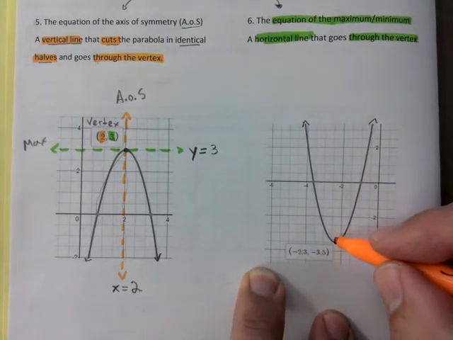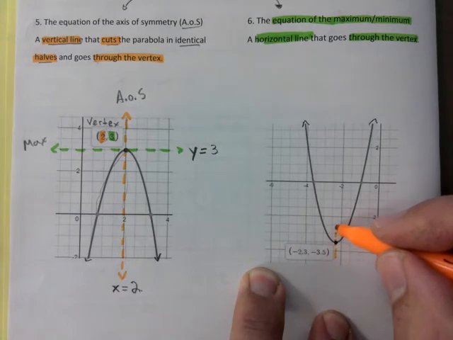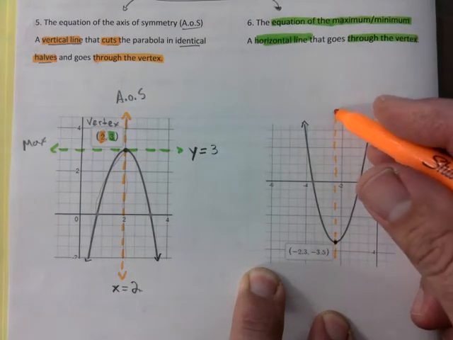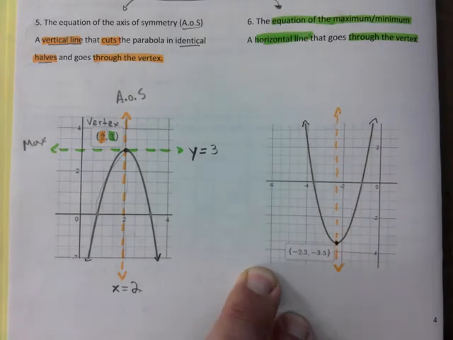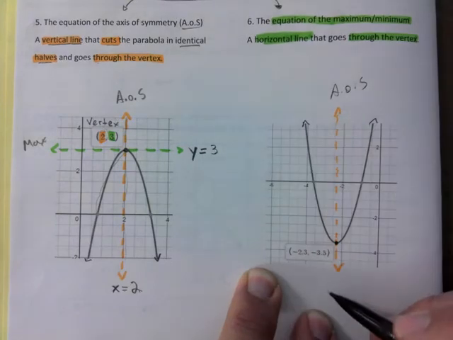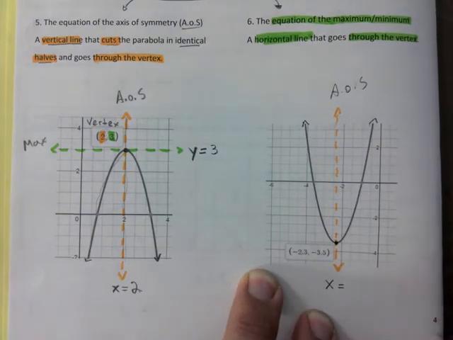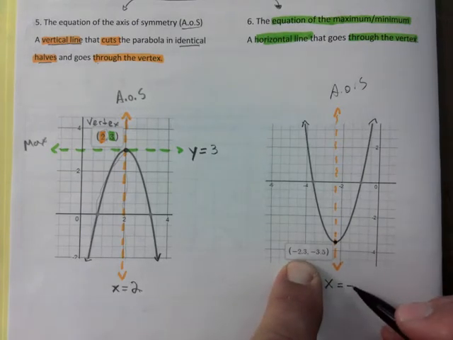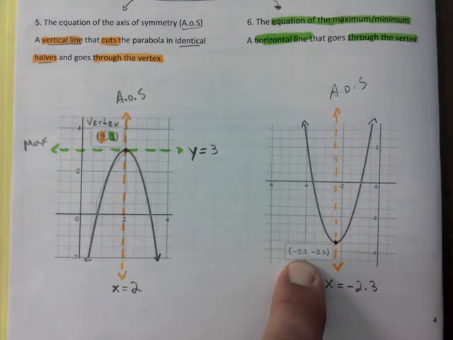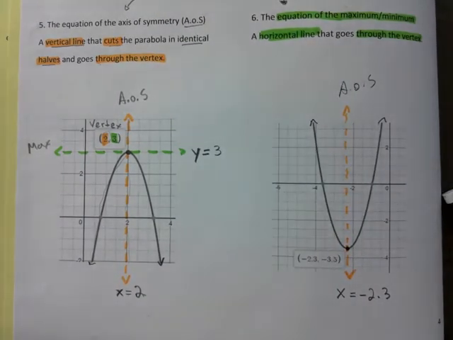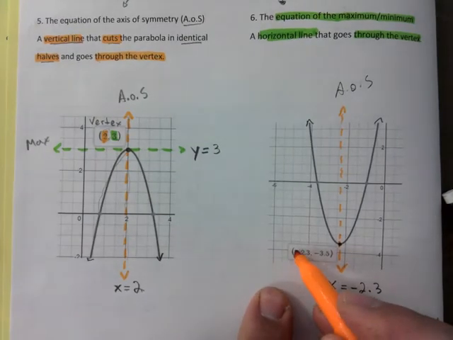is right there. So the axis of symmetry is a vertical line that goes right through your vertex, and so this is the axis of symmetry. And in this case, it would be the line x is equal to, what's x equal to in this case? Negative 2.3. Decimals are fine. We're not going to fear them. That's just what it is. Okay, and the 2.3 is right there.